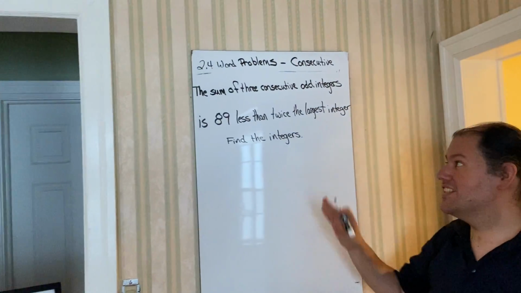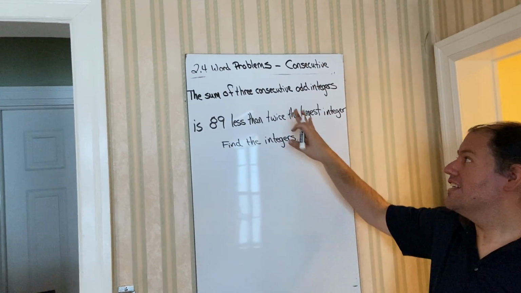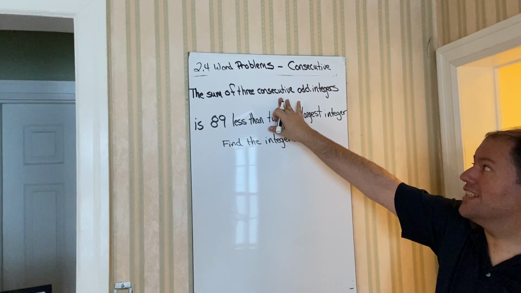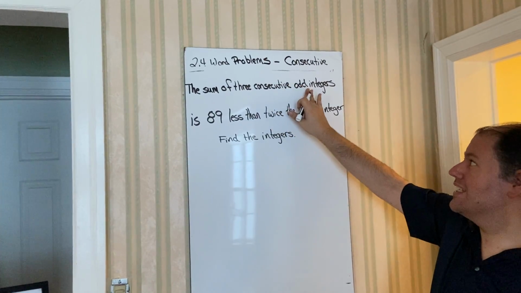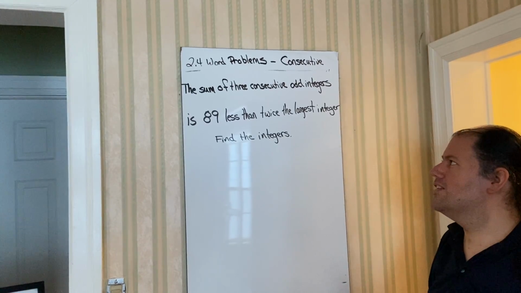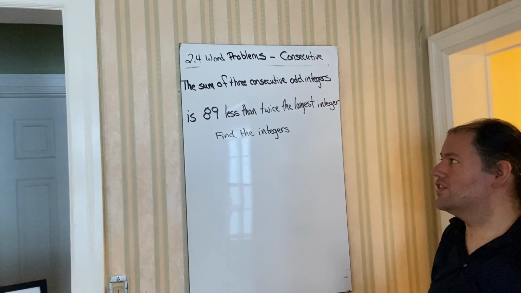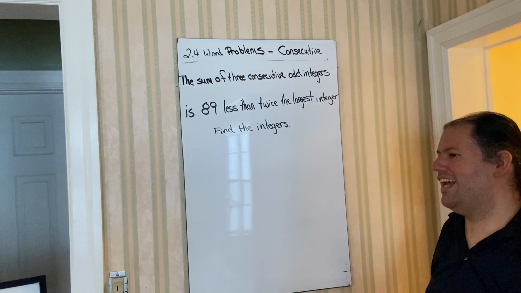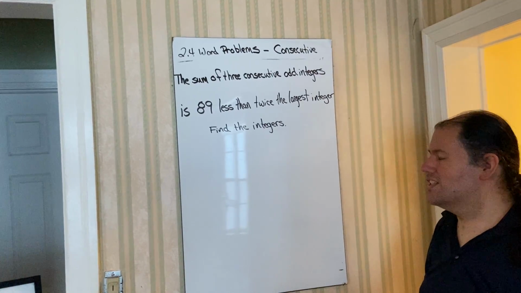Okay, so here we have our next one. You can see it still is a consecutive one, but we have one that says 3 consecutive odd. So let's read the problem going from left to right. The sum of 3 consecutive odd integers is 89 less than twice the largest integer.